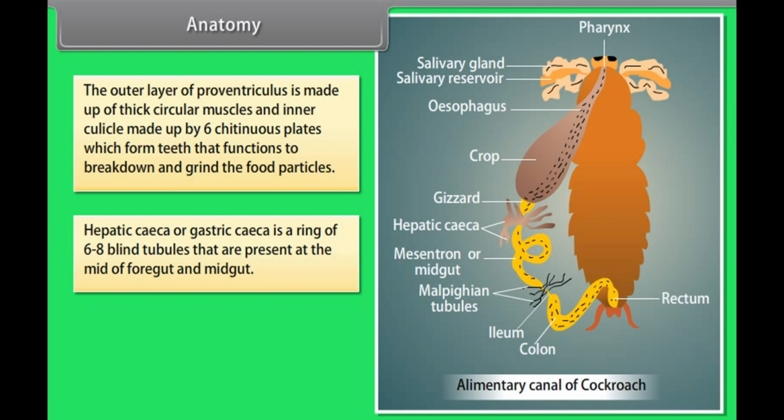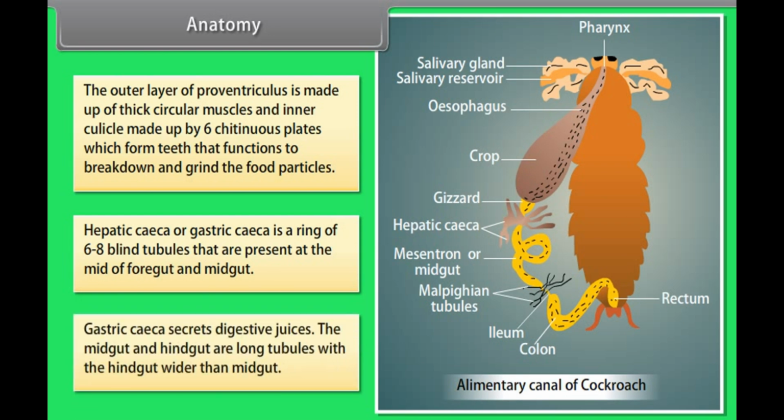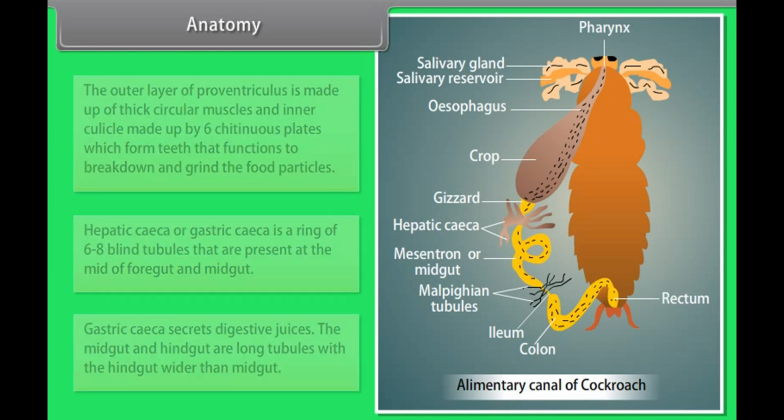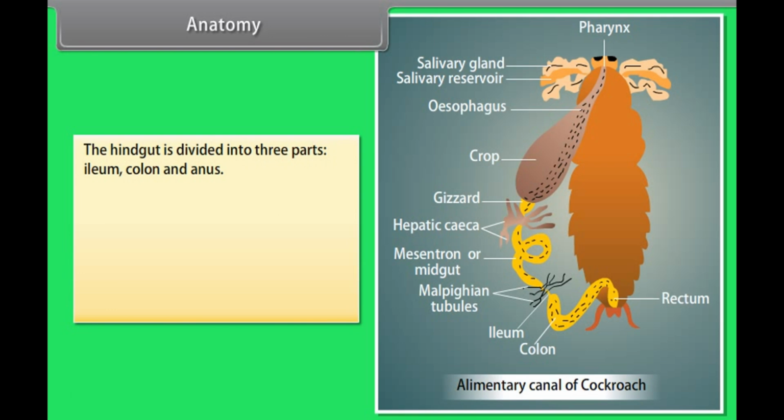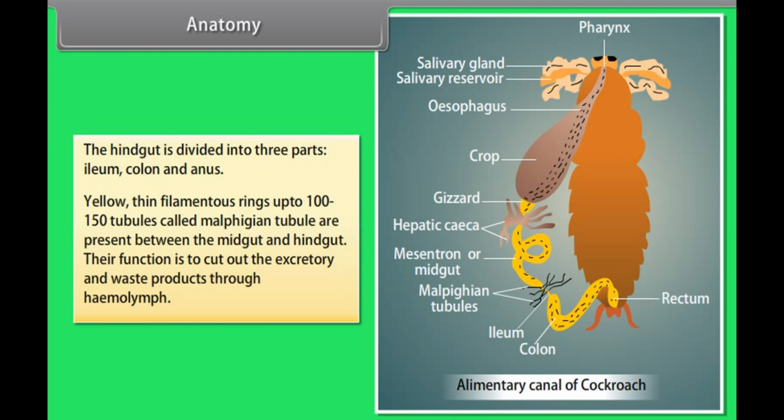Hepatic caecae or gastric caecae is a ring of 6 to 8 blind tubules present at the junction of foregut and midgut. Gastric caecae secrete digestive juices. The midgut and hindgut are long tubules, with the hindgut wider than the midgut. The hindgut is divided into 3 parts: ileum, colon, and rectum. Yellow, thin filamentous tubules, 100 to 150 in number, called Malpighian tubules, are present between the midgut and hindgut. Their function is to remove excretory and waste products through the hemolymph.